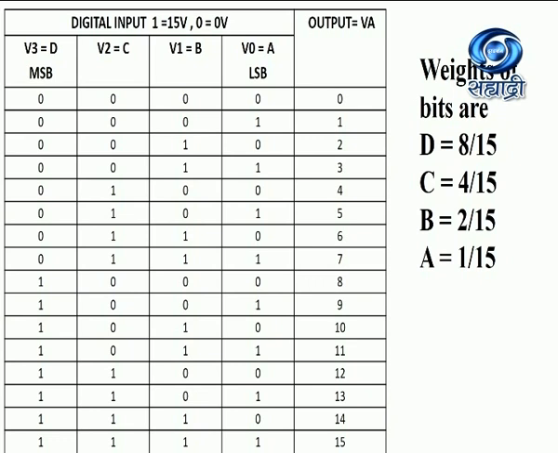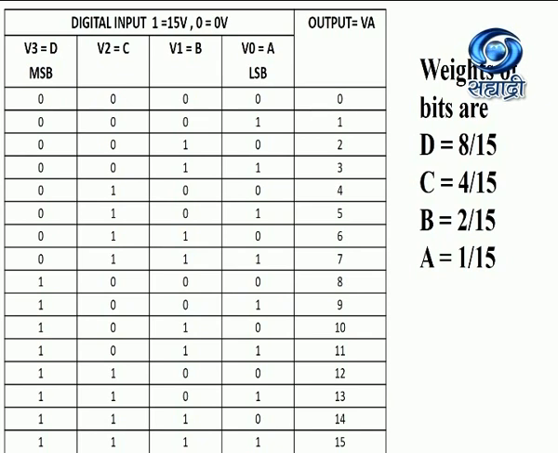In this way we can calculate the weights for each bit by using the previous formula for VA, and we will get, for 4 bits, 2 raised to n minus 1, where n is the number of bits, that is 4. If you put 2 raised to n minus 1, then we will get 1 upon 15. The B position has 2 divided by 15 weight, then the C position has 4 divided by 15 weight, and the D position, that is 8 divided by 15.